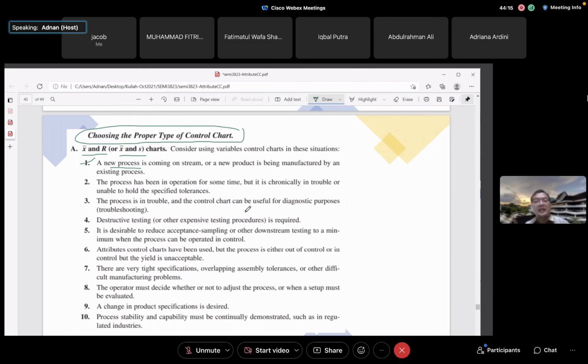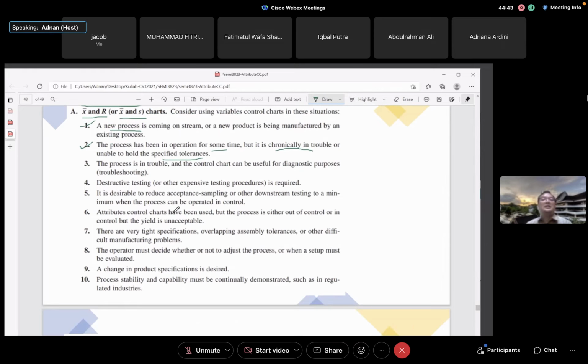The process is new. You just set up a production line, so you can use this X bar chart. Or the process has been in operation for some time, and there is chronic trouble, unable to hold tolerance. We found out that there are a lot of rejects and always unhappy customers. So you can use this chart. The process is in trouble, destructive testing.